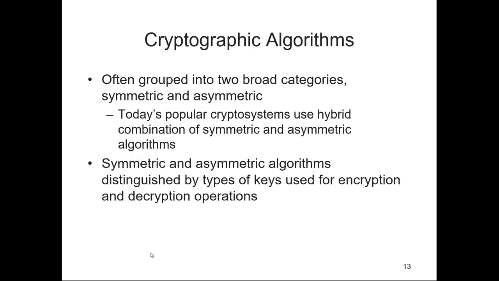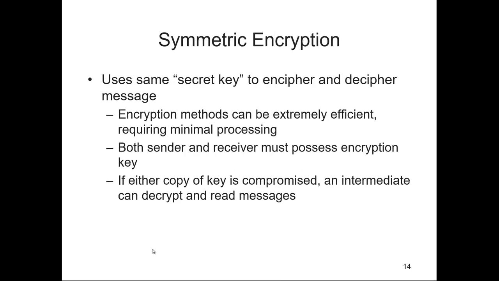In general, cryptographic algorithms are often grouped into two broad categories, the symmetric and asymmetric. But in practice, today's popular crypto systems use a hybrid combination of symmetric and asymmetric algorithms. The symmetric and asymmetric algorithms can be distinguished by the types of keys they use for encryption and decryption operations. Symmetric encryption indicates that the same key, also known as the secret key, is used to conduct both the encryption and decryption of the message.